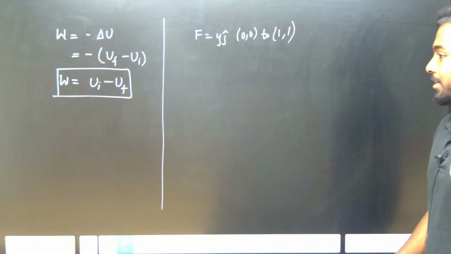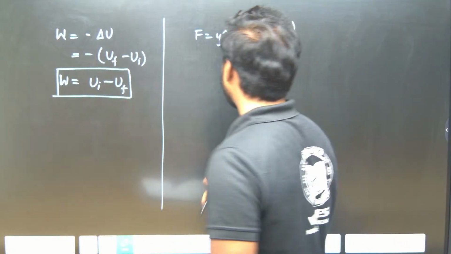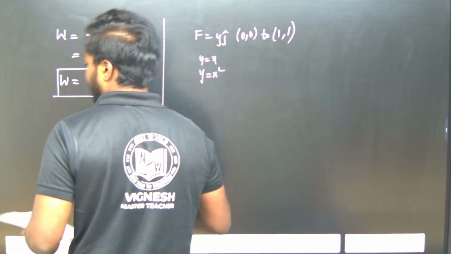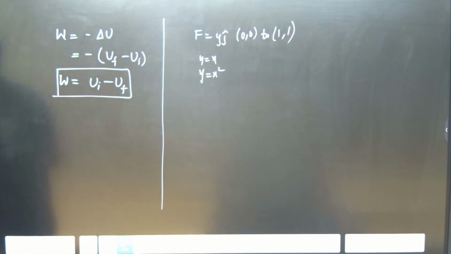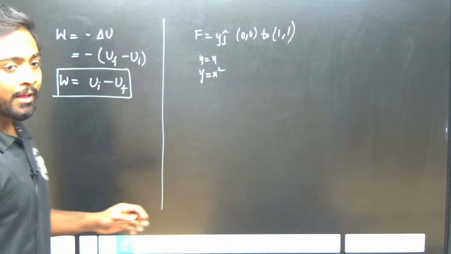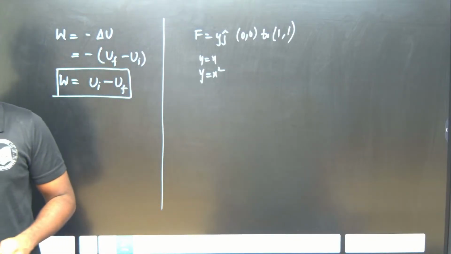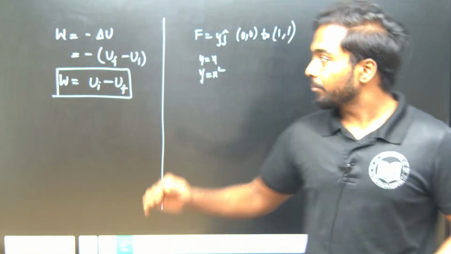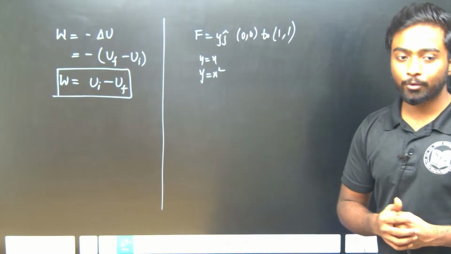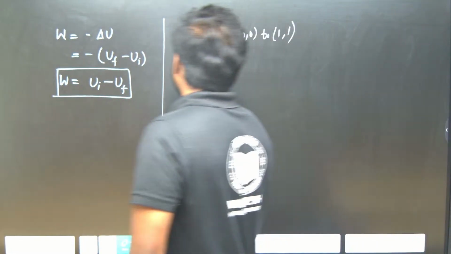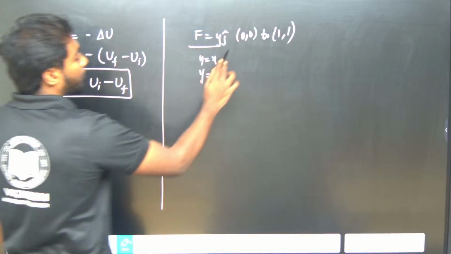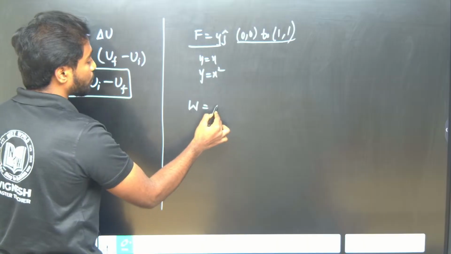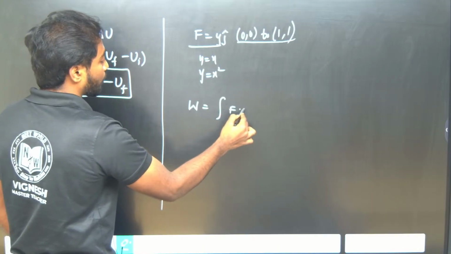The following conditions have been given: y equals x, and y equals x square. Whatever things I am now referring to from the book, it is an EAPCET book, I am taking those questions out and solving them. Now the force is given and the points are given, and they are asking me to find the work done. So W equals the integral of F dot dx.